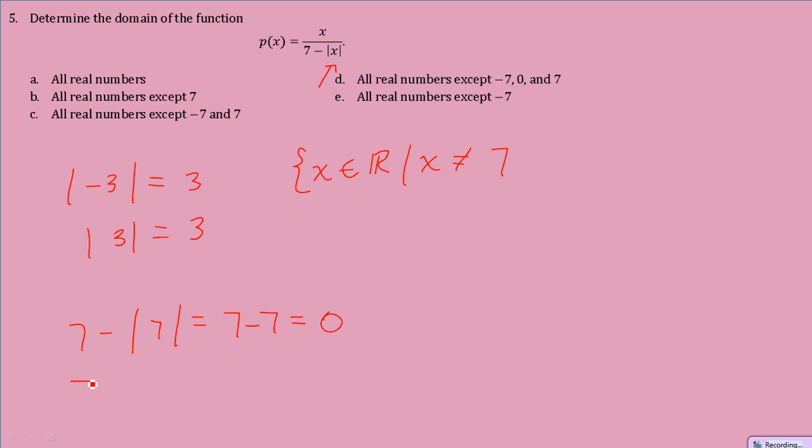And the other one that it can't be is negative 7. Because if I plug that in, we have 7 minus the absolute value of negative 7, which is 7, which is still 0. So really, you can't have a positive or a negative 7, and so your answer would be C.